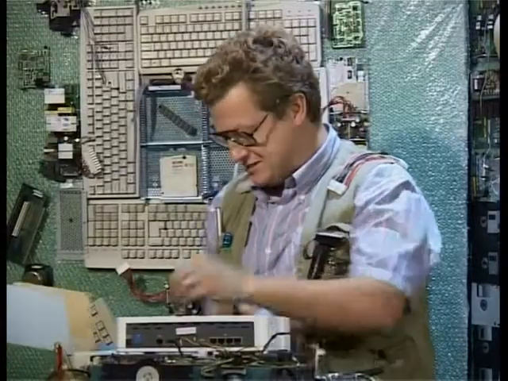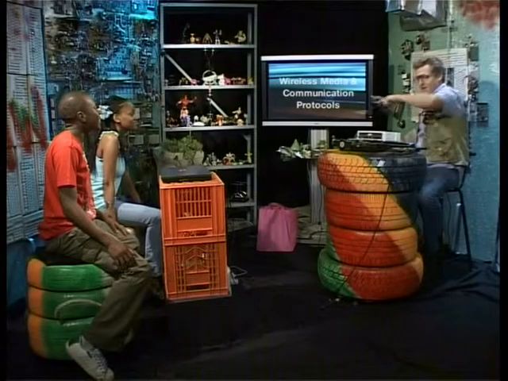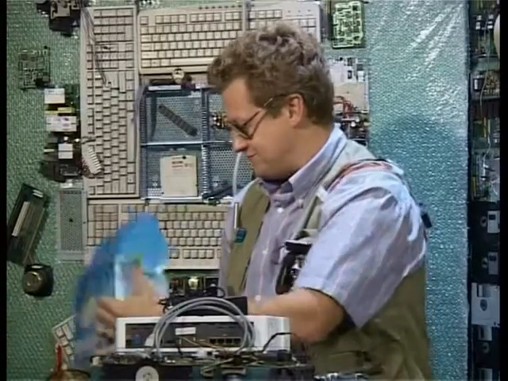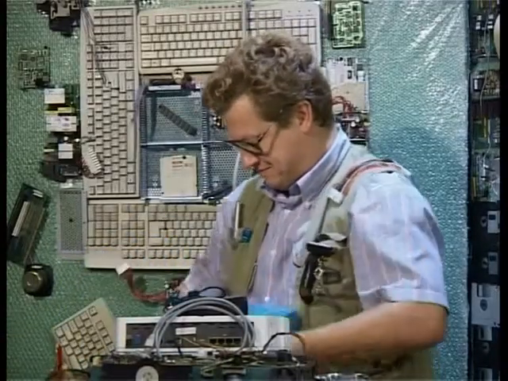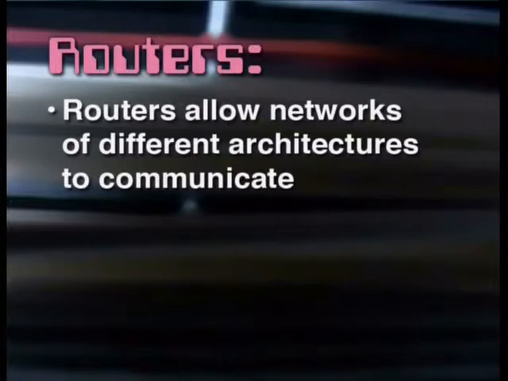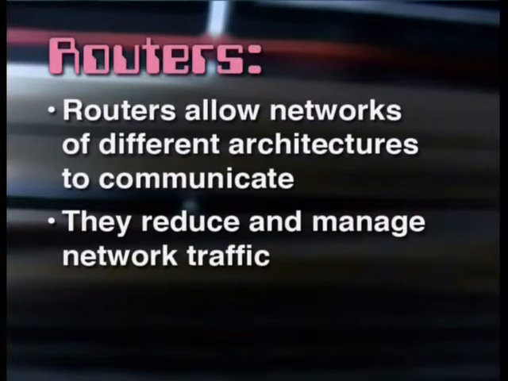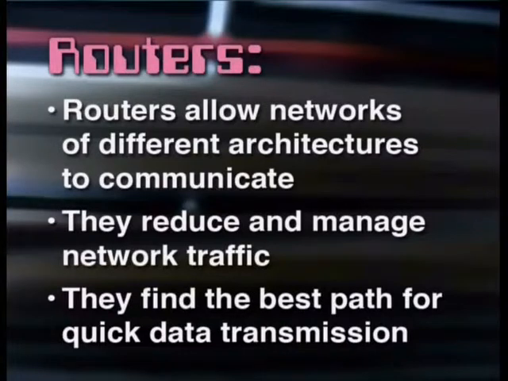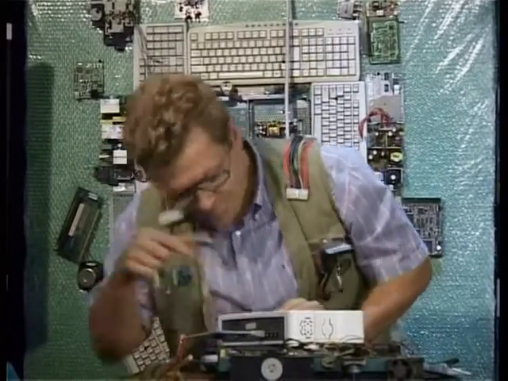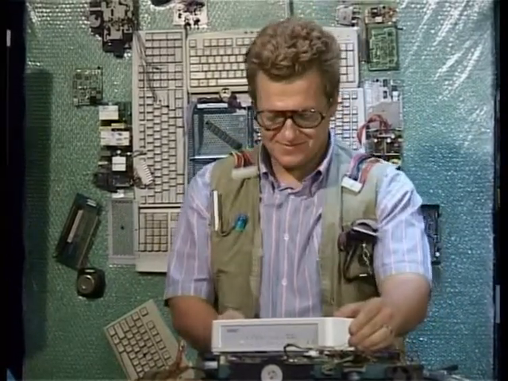There's the router. All the cables we need to connect. The router's main function is to allow networks of any architecture to communicate. They also reduce and manage traffic on networks, and they work out the best path or route for the data to travel on. Ta-da! Now what do we do?